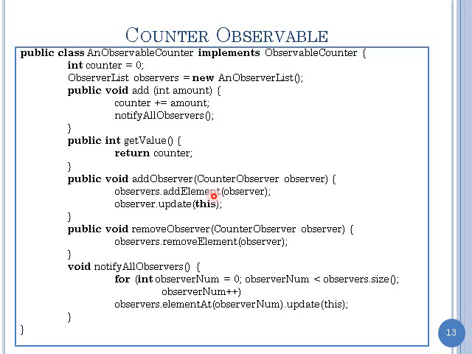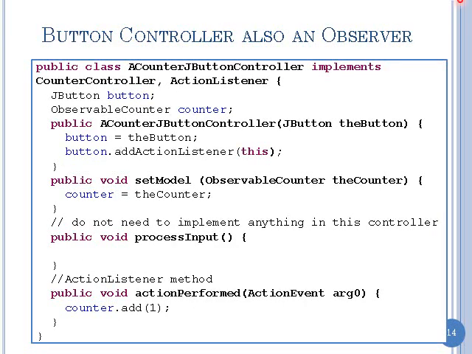Okay. My counter observable remains the same, no difference. That's the beauty of model view controller. I had a textual interface using the console, and I had a model created for it. I just reuse it. I don't have to change anything here. Now my controller is not a console controller, but a JButton controller. And since it's a JButton controller, it must know something about the button. And that button is passed to it by the main method in a constructor.